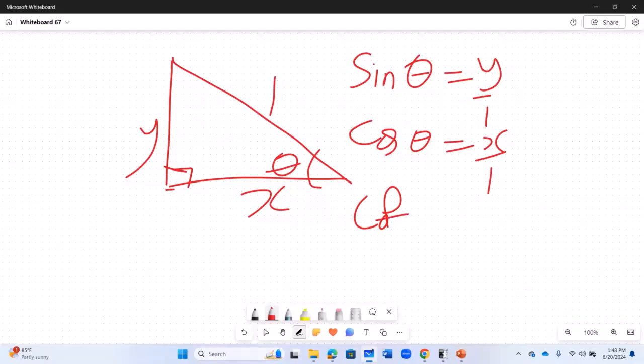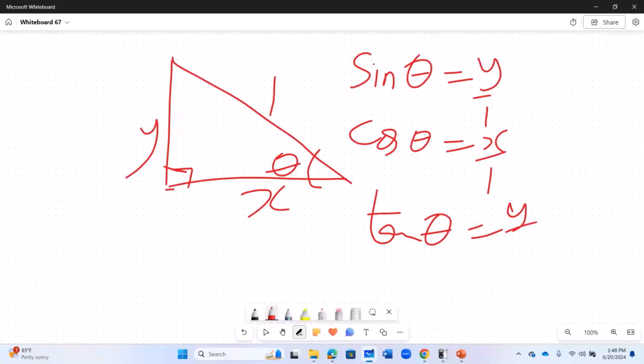Cotangent of theta, what am I using cotangent for? It's first of all tangent. Let me do that first. Tangent of theta is opposite to theta over adjacent, y over x. So we have seen that sine theta is y, cosine theta is x. So I can as well say that tangent of theta is sine theta over cosine theta.